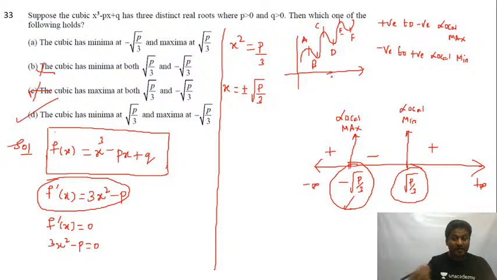And local minima can be more than local maxima, because this local minima F is more than local maxima A. Minima can be more than maxima. You understand, guys? Everybody on the platform, I repeat myself, local minima can be more than local maxima.